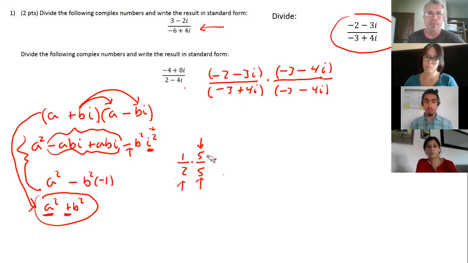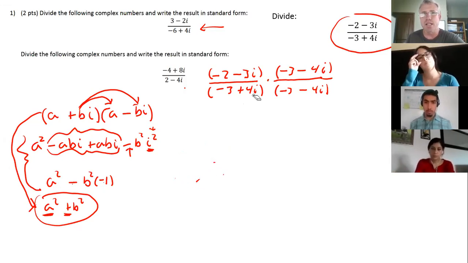So up here, I want to get a real number in the denominator, so I'm going to multiply by the conjugate to make that happen. But I have to multiply by 1 or I change the value of this ratio. And all I want to do is change how it looks, not its value. And so once you get this set up, you just multiply out and simplify.